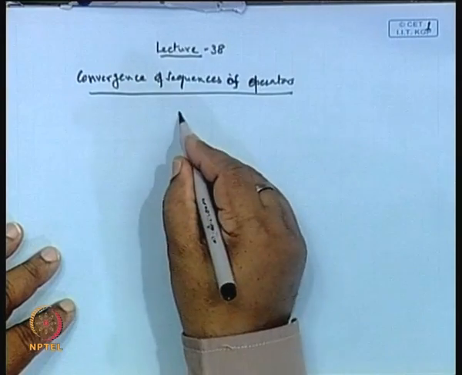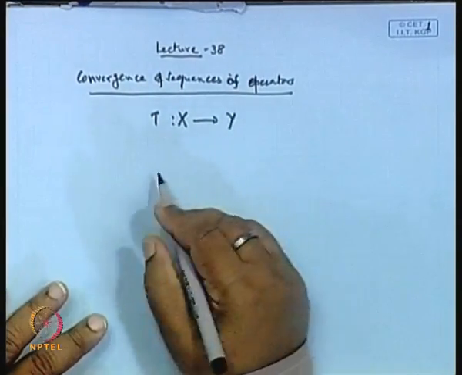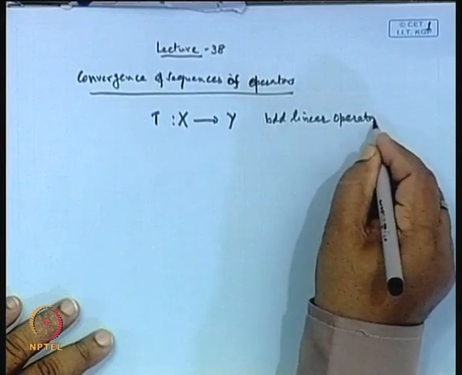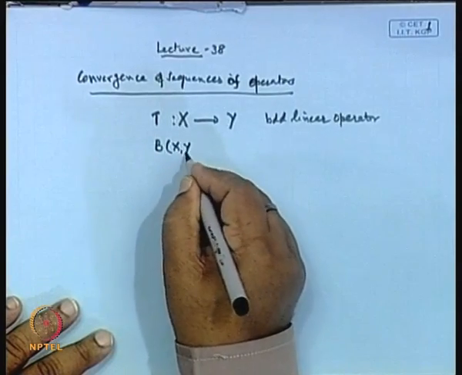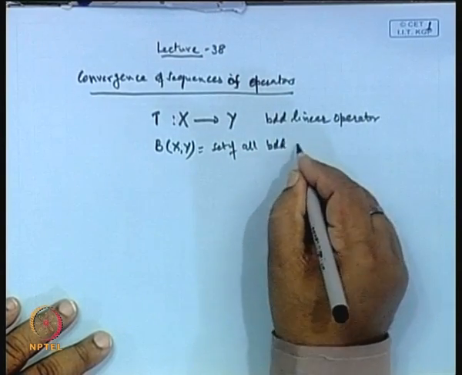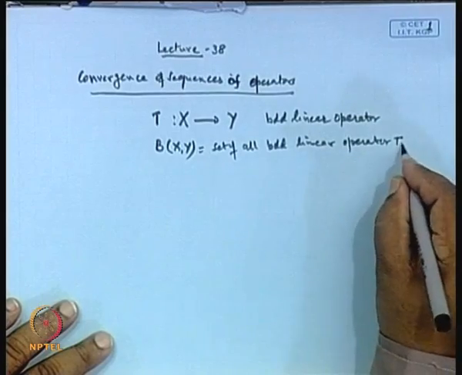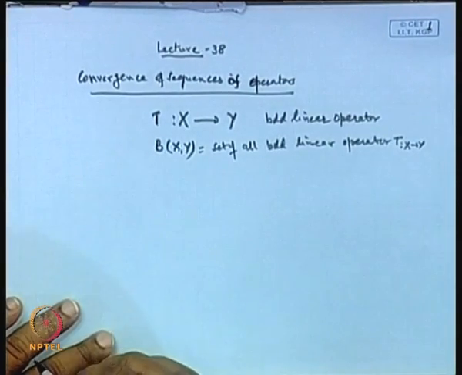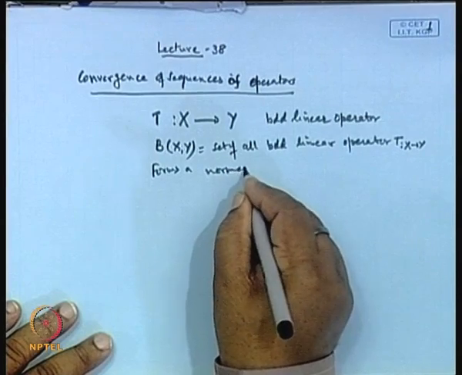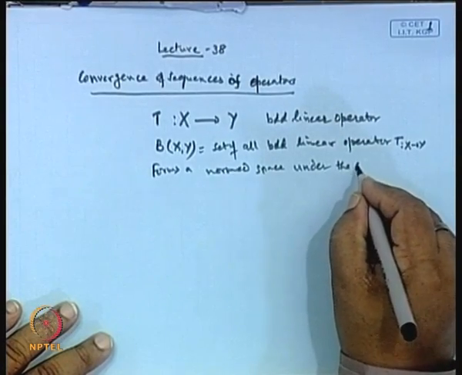Now, we know if X and Y are two normed spaces, then an operator T from X to Y, if it is a bounded linear operator, then the class of all such bounded linear operators is denoted by B(X, Y), the set of all bounded linear operators T from X to Y, and this class forms a normed space under the following operations.